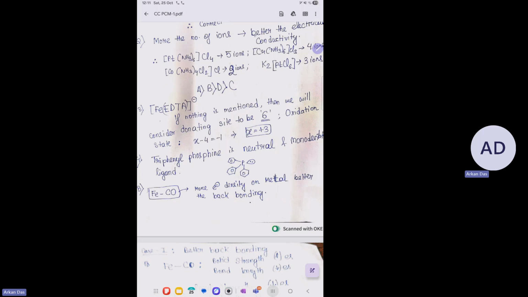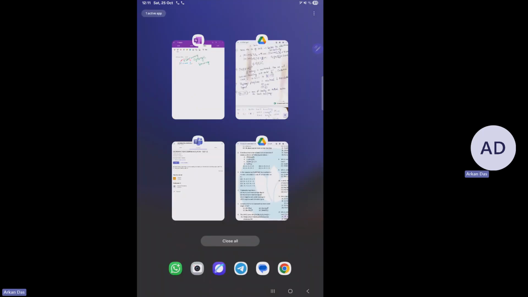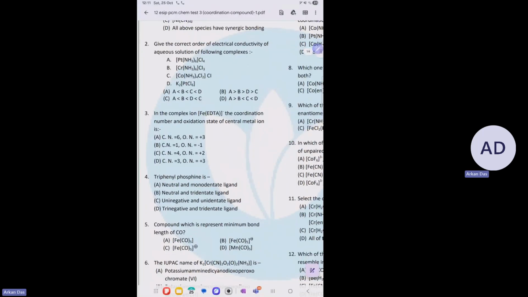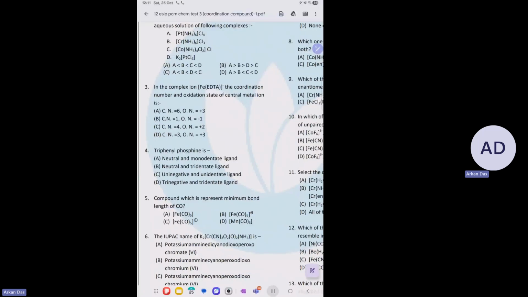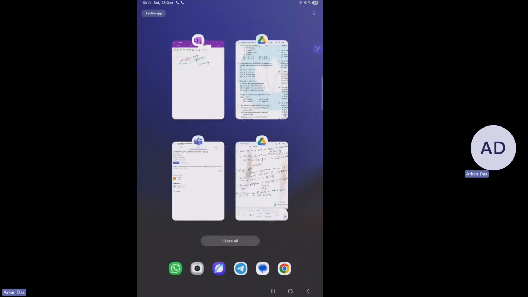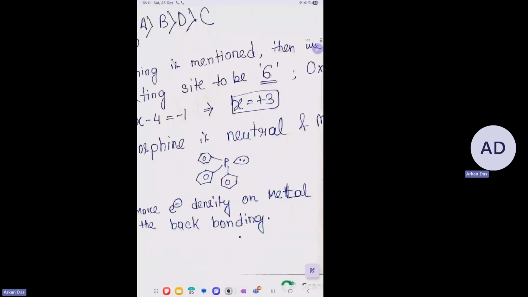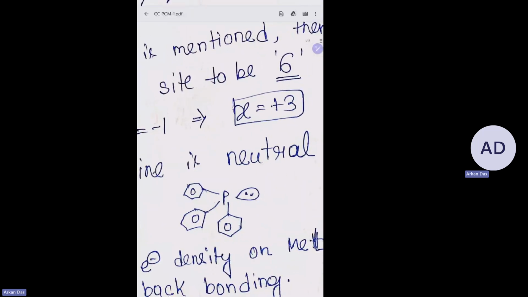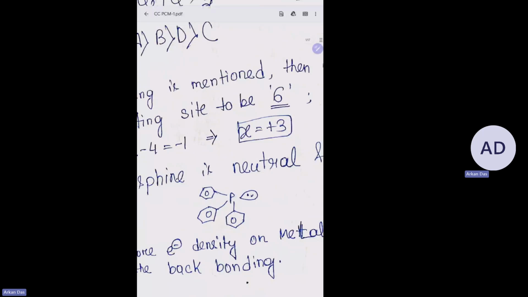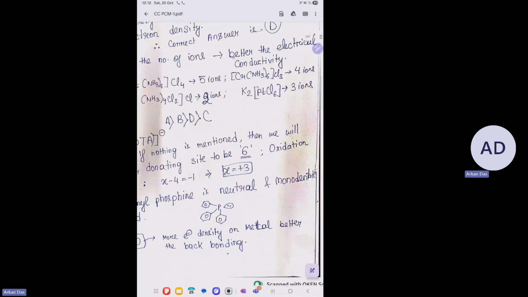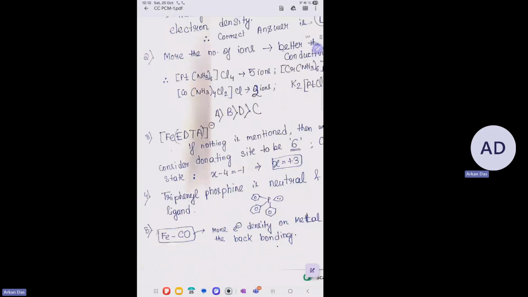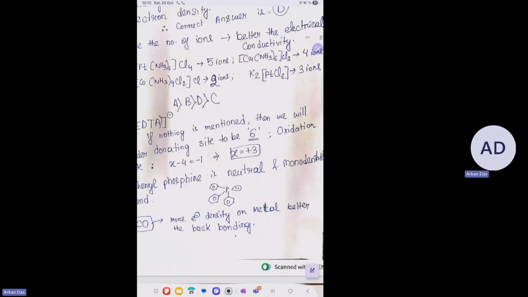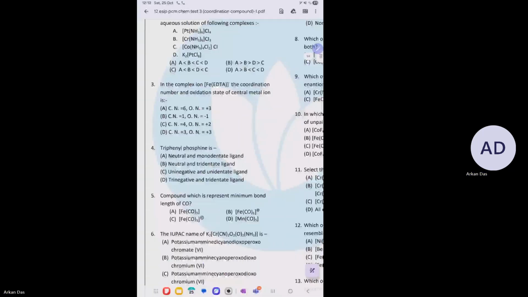The next question is about triphenyl phosphine. So what is the nature of triphenyl phosphine? Triphenyl phosphine is a ligand which looks like this: P at the center, then there are 3 phenyl rings and a lone pair. So of course it is neutral in nature, and it is a monodentate ligand because the donation will occur from phosphorus, the lone pair of electrons of the phosphorus will be donated. So triphenyl phosphine is a neutral ligand, which is also monodentate in nature.